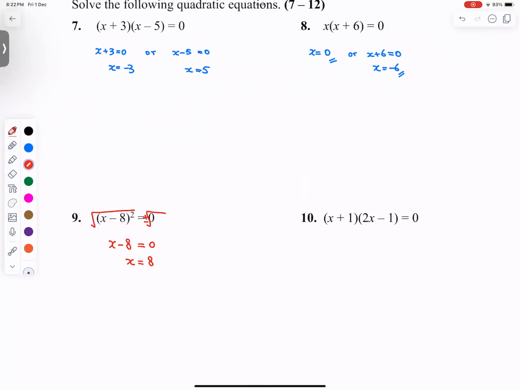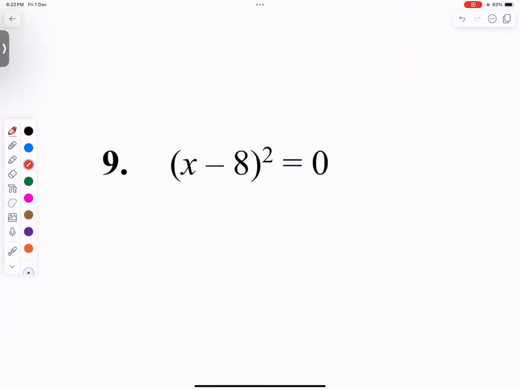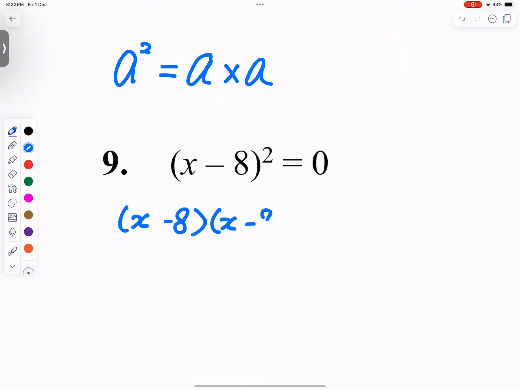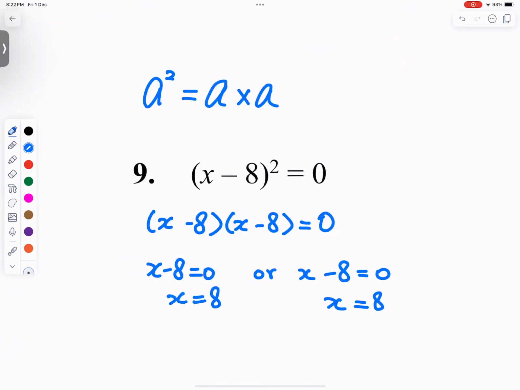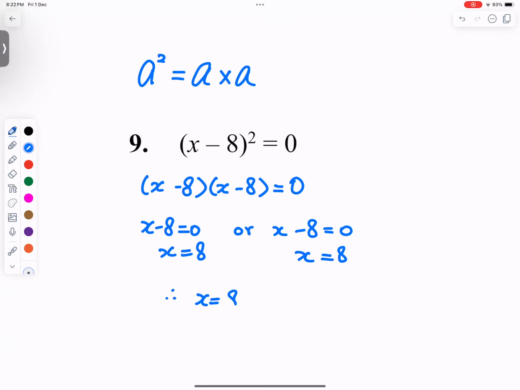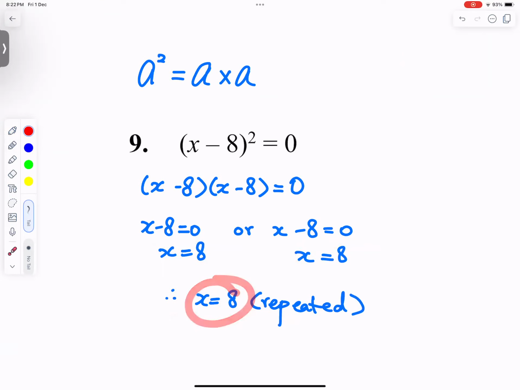Okay. Or you can think in another way because sometimes you can get confused here. Do you know what a square is? A square means a times a. Similarly, x minus 8 square means x minus 8 times x minus 8. So either of them equals 0. So we found out that they both equal 8. So you just need to write it once and say repeated, because they both are 8. So you can just conclude it as one 8 and then repeat it.